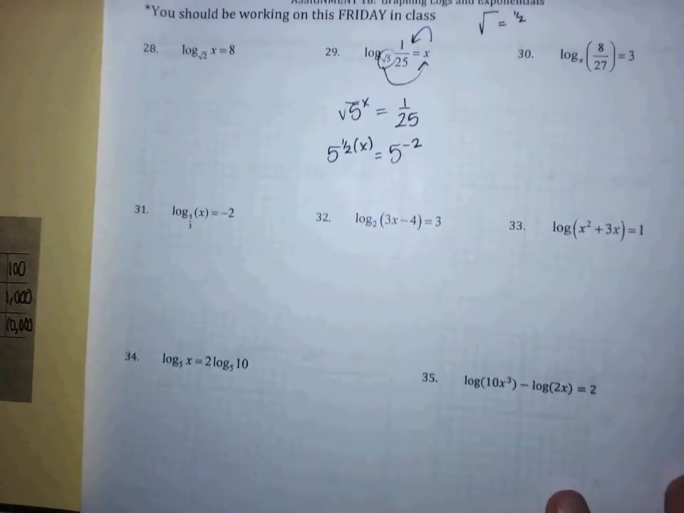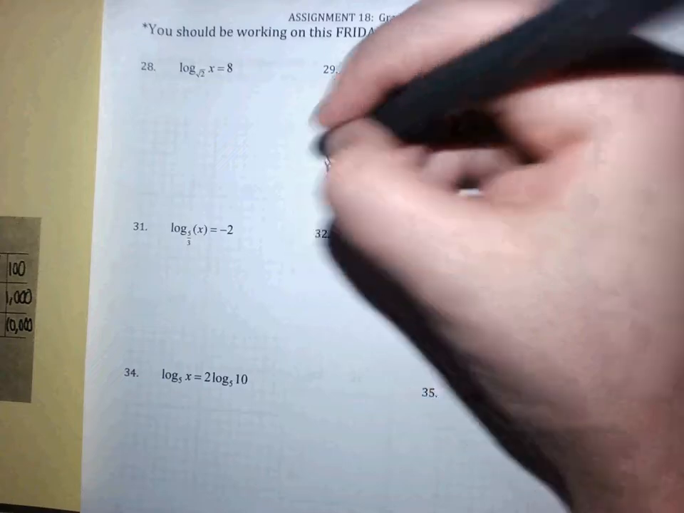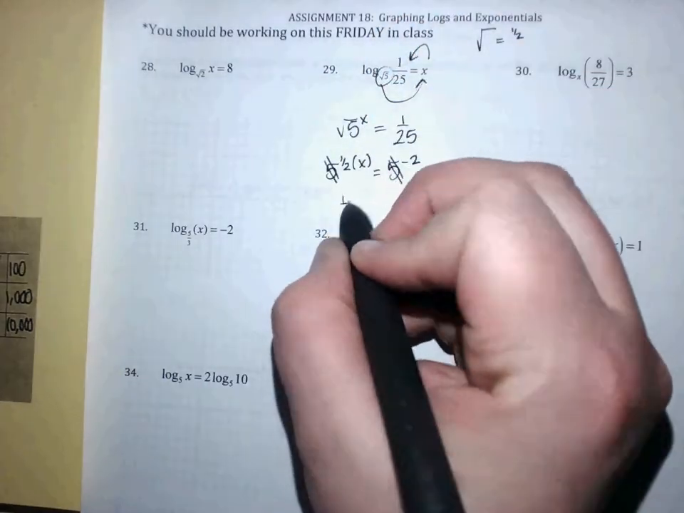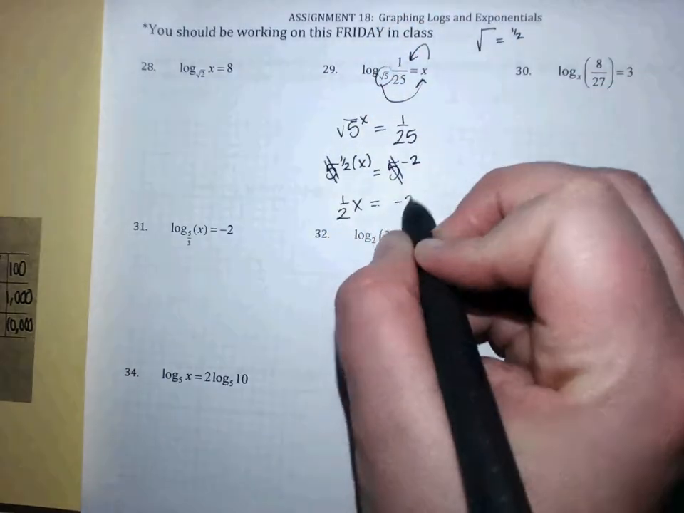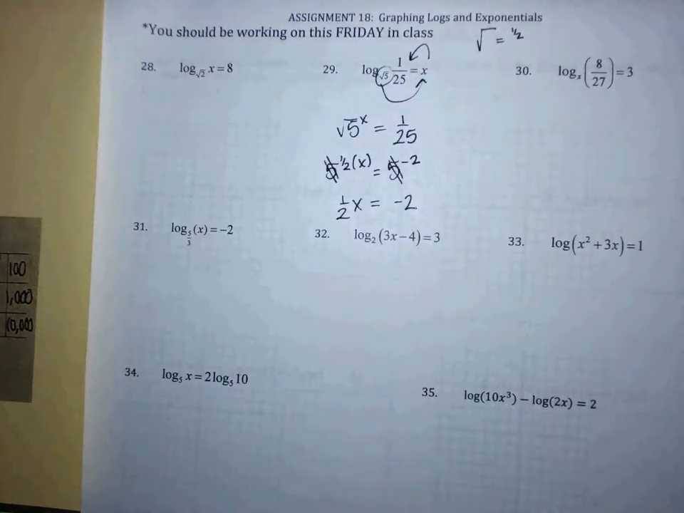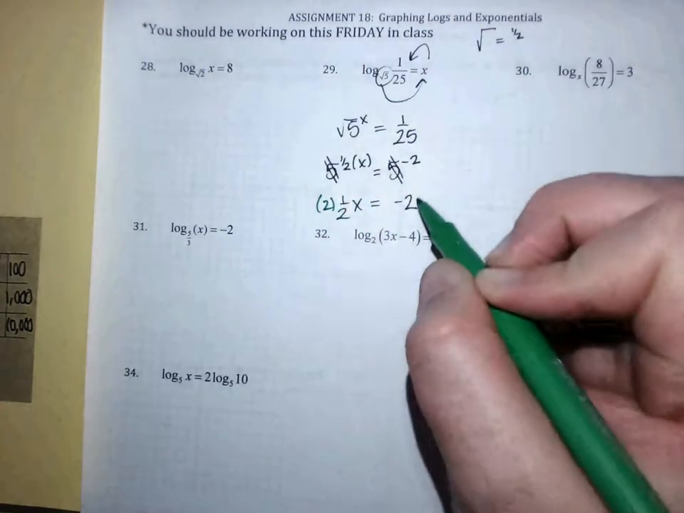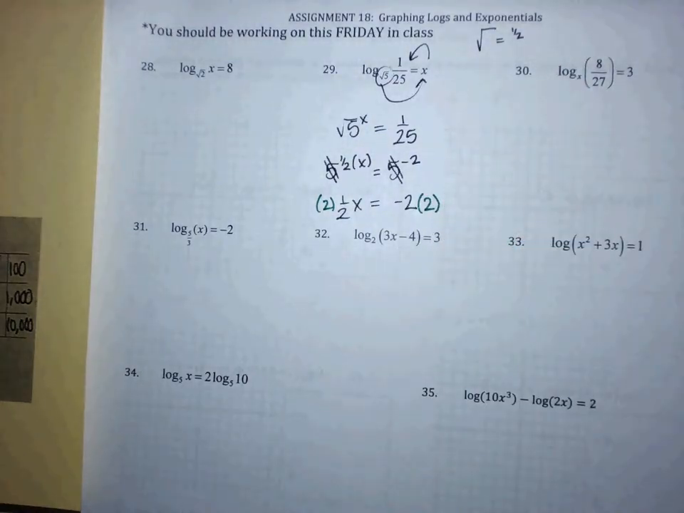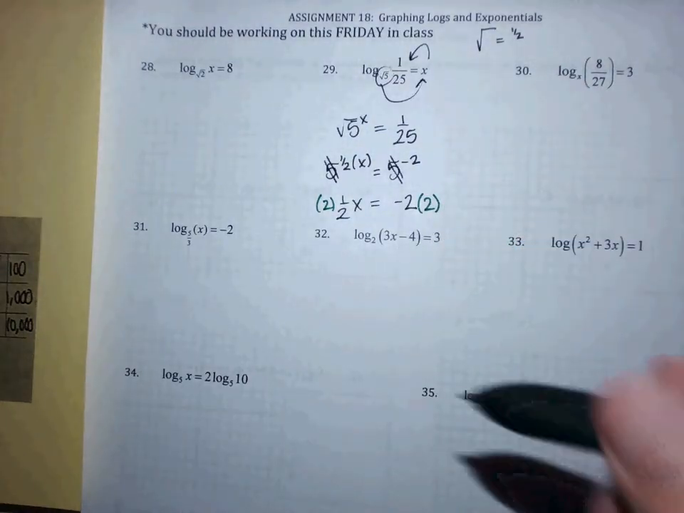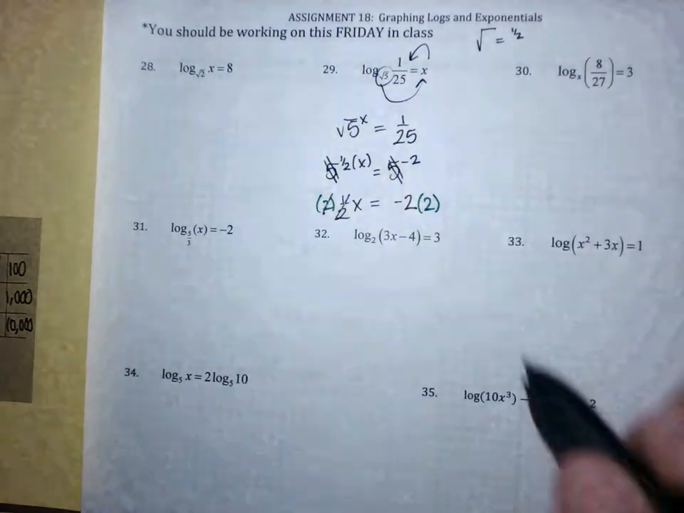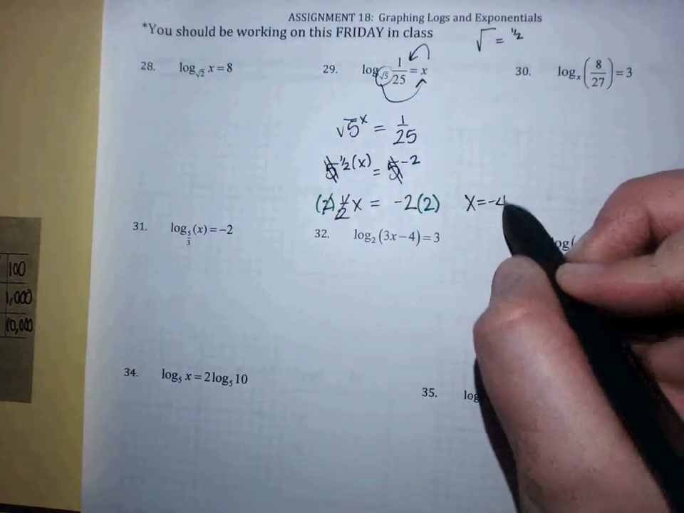Then from there, I can cross out my common 5s, and I have 1/2 x equals negative 2. To solve, you're going to need to multiply by 2 on both sides to cancel out that 1/2. So 1/2 of 2, it's like a times 2 and a divide by 2, and then x equals negative 4.